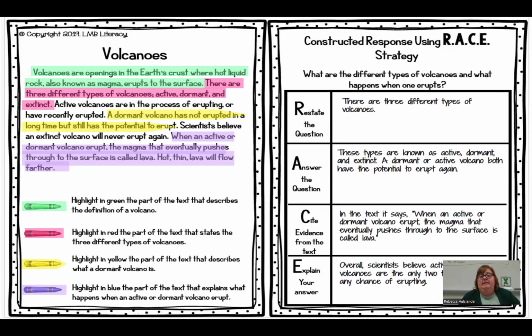Could be one of the possible answers. There are 3 different types of volcanoes, and they're active, dormant, and extinct. But really, either way, because you're going to go ahead and answer that question a little further. So if you just want to say there are 3 types of different volcanoes, you've restated the question.